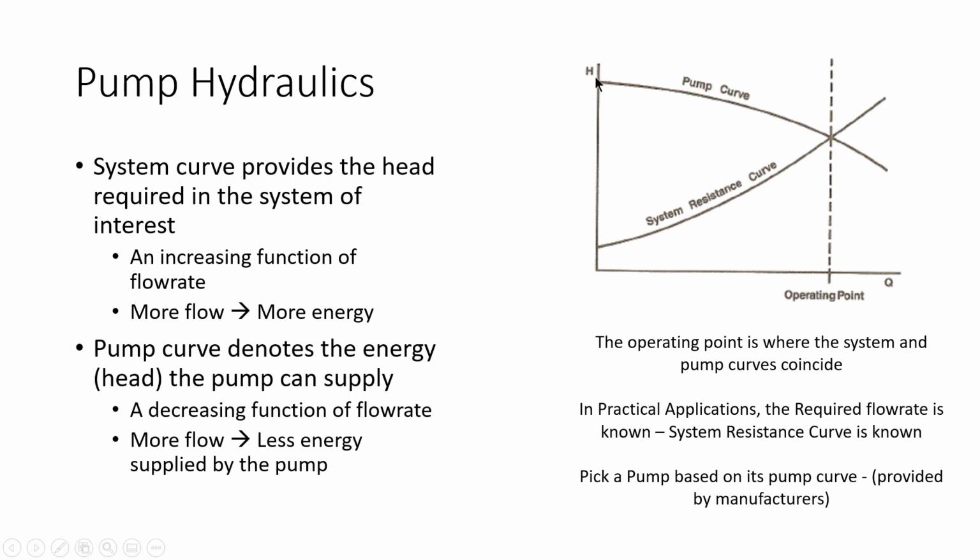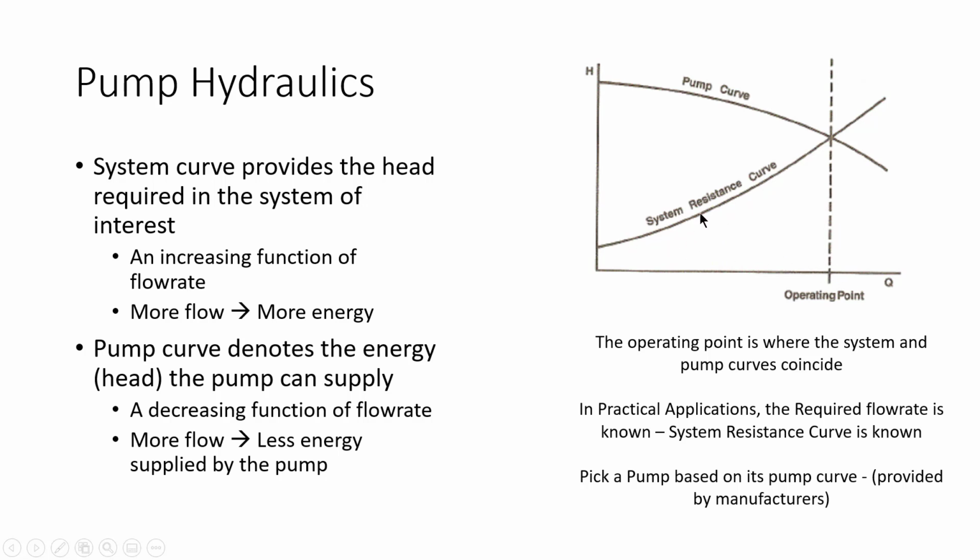A pump curve is something that a manufacturer supplies, and the pump curve essentially tells us how the pump operates. Typically at very low flow rates, the pump is able to supply a lot more head, and then as our flow rate increases, the pump curve keeps declining, or there is less and less head supplied by the pump. So the point where the system resistance curve intersects with the pump curve is where we get the operating point.